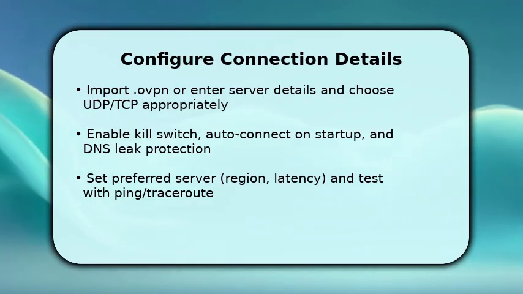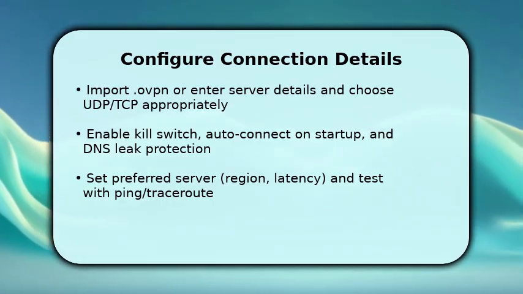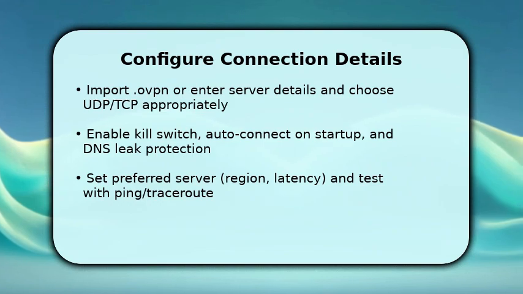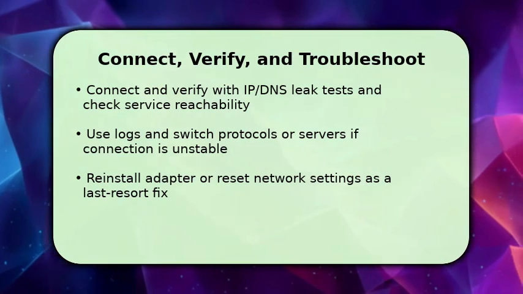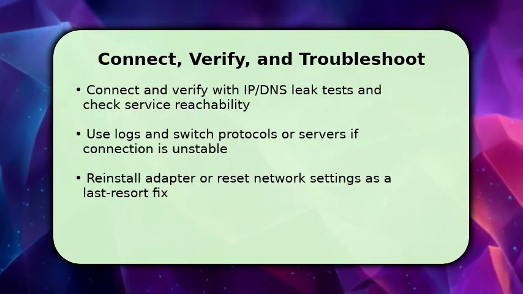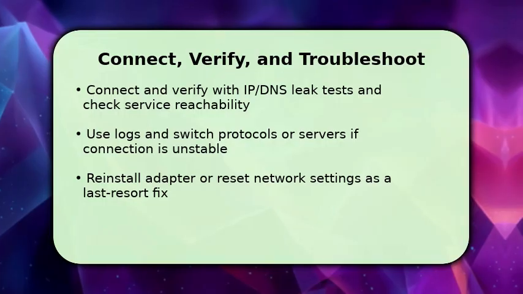Make sure to select a server by region and low latency. Test with ping or traceroute to confirm routes go through the VPN and not your ISP. You connect and immediately verify by checking your public IP and running a DNS leak test to confirm traffic is tunneled. If services are blocked, try a different server or protocol.